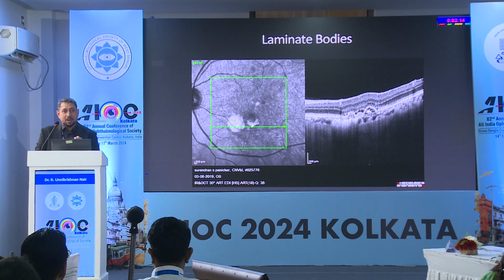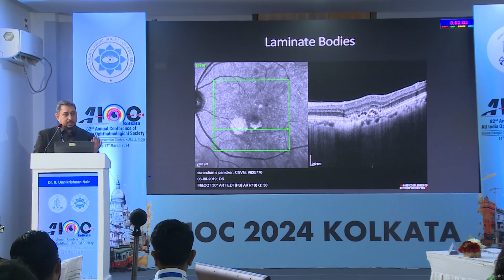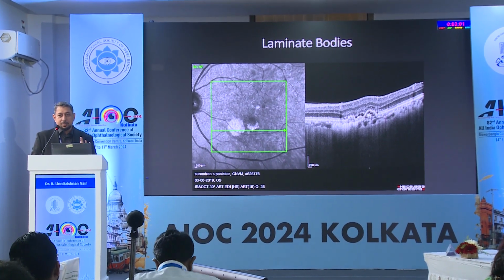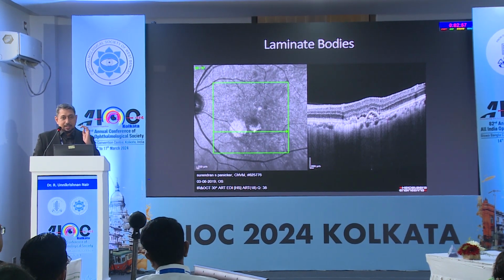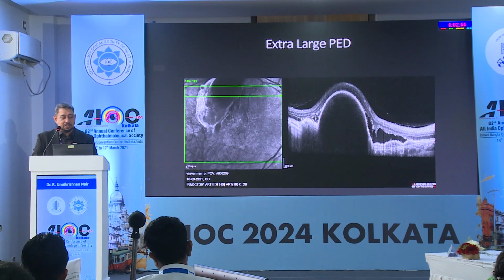This is another example having laminate. You see the laminate inside the PED. Laminate bodies are the same thing. These are comparatively good prognostic. You don't have to be highly aggressive with the anti-VEGF. So these are two indications: multi-layering, multi-lamination, and the presence of subretinal fluid alone. You can tend to be a little less aggressive with your anti-VEGF.